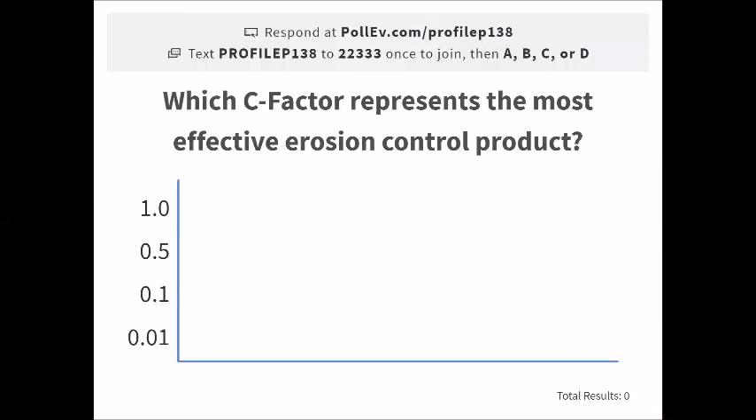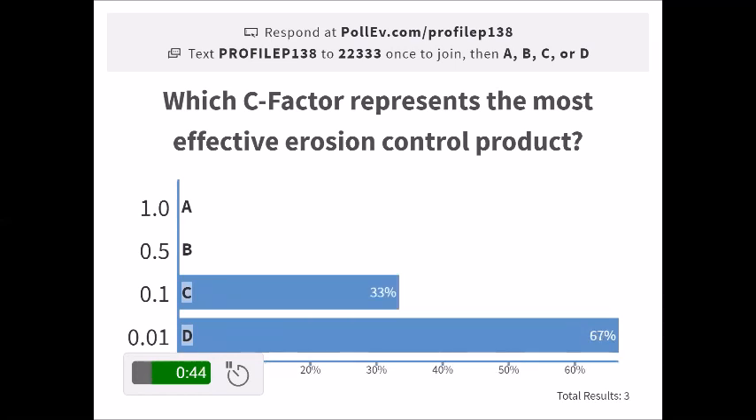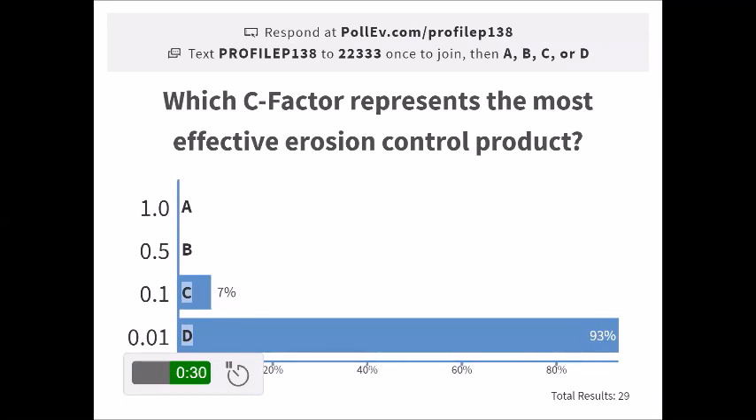So we open up another poll question here: which C factor represents the most effective erosion control product? So hopefully everyone kept that poll website open, that web browser open, and we can review the results here. Which C factor? A lot of people were paying attention. That's pretty good. So 1.0, 0.5, 0.1, or 0.01. So remember, it's like a golf score.